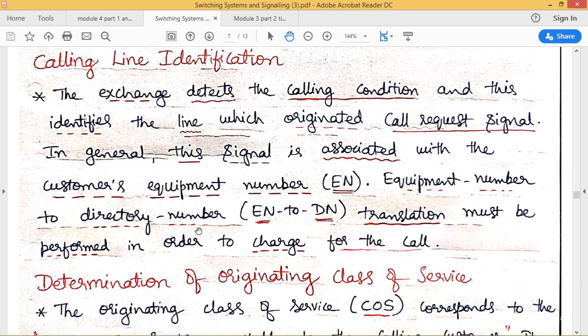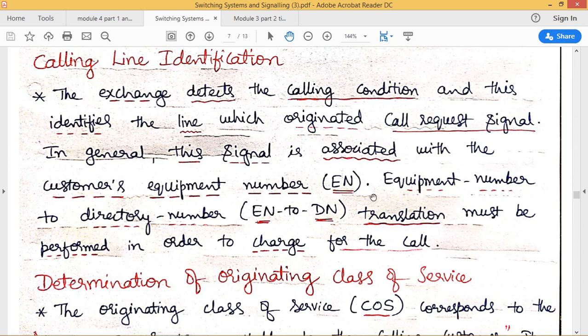Directory number is nothing but a mobile number. For a mobile, as we know, we have a particular mobile number. Similarly, for a telephone, we have a particular telephone number. So that is what a directory number is. From equipment number to directory number, translation should take place inside an exchange. Of course, this translation is required to perform charging for a telephone call. We know we need to charge for telephone calls, and those charging operations will be performed by the local exchange.